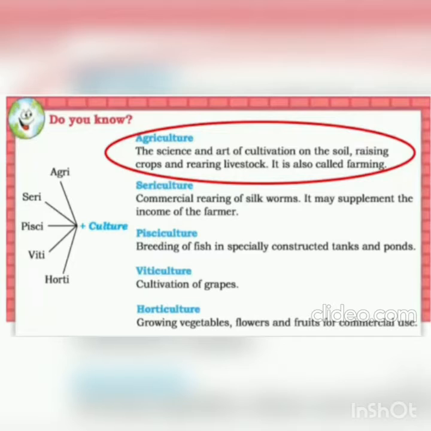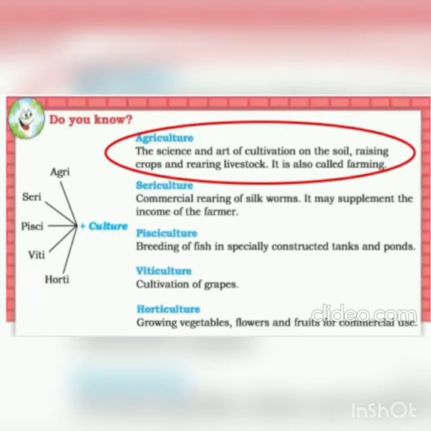Now the further categories of agriculture depend on what we are growing. Sericulture deals with rearing of silkworms. It may supplement the income of the farmer. Pisciculture deals with breeding of fish in specially constructed tanks and ponds. This comes when a farmer has adopted pisciculture and breeds the fish for commercial purpose.